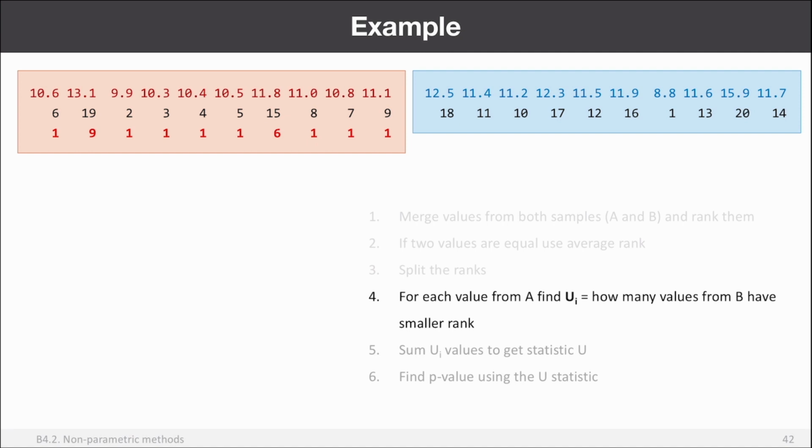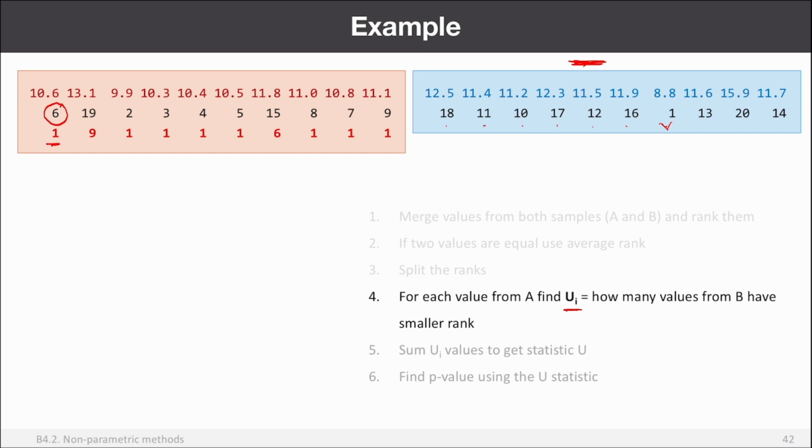For every rank in A, for example, let's take this one, 6, we compute how many rings in sample B here are smaller than this one. So how many rings in B are smaller than 6? This is not smaller, not smaller, not smaller, not smaller, not smaller. This one is smaller, right? So 1. And that's why this is 1. So this is what is called the U value.